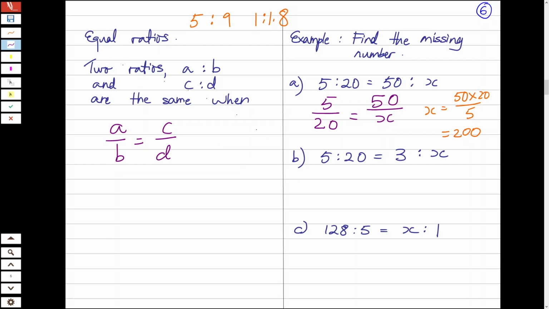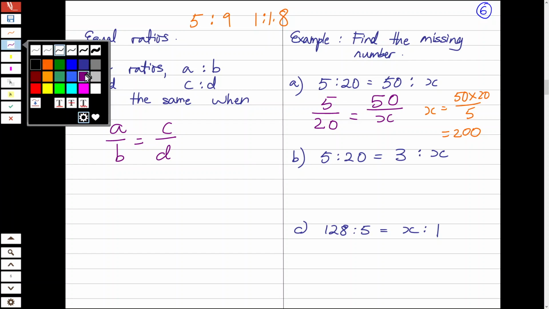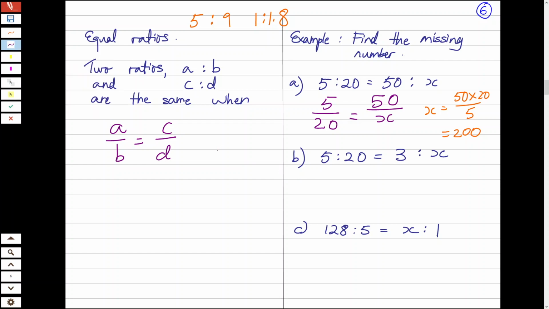Okay, can someone who has not spoken yet tell me the equation involving fractions that I should set up in the second question to solve for x? Ready? 5 over 20 equals... yeah? 3 over x. 3 over x, very good. All right. Now, if you do the algebra here, you'll get x equals 3 times 20 divided by 5. That's 12.